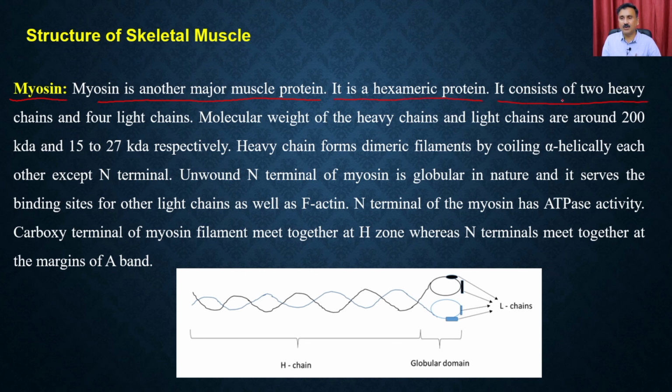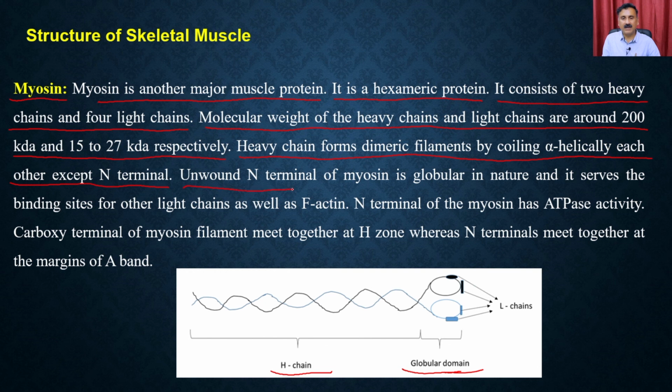It consists of 2 heavy chains and 4 light chains. The molecular weight of the heavy chain and the light chains is approximately 200 kilodalton and 15 to 27 kilodalton respectively. The heavy chain forms a dimeric filament by coiling alpha helically around each other except at the N terminus. What you see here is the myosin filament, where you have the globular domain and then the heavy chain, and these are the light chains.